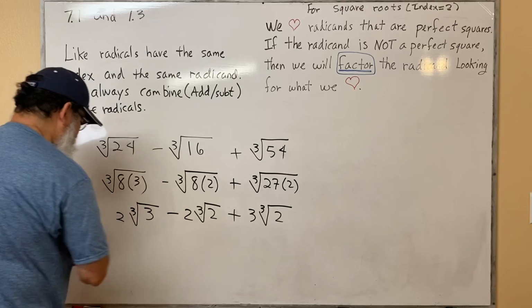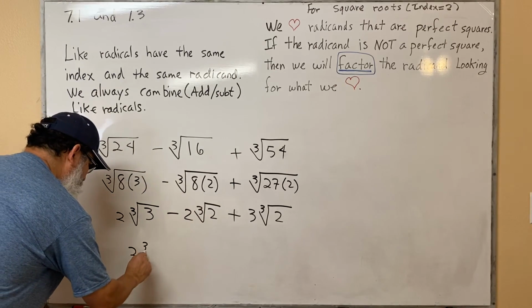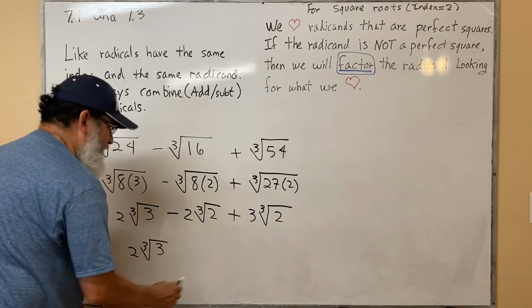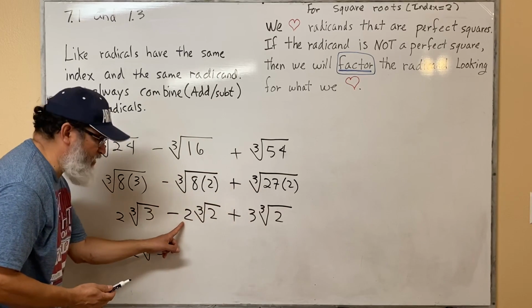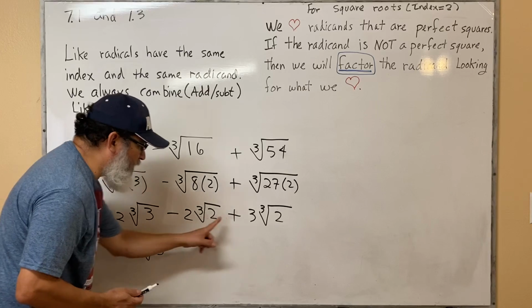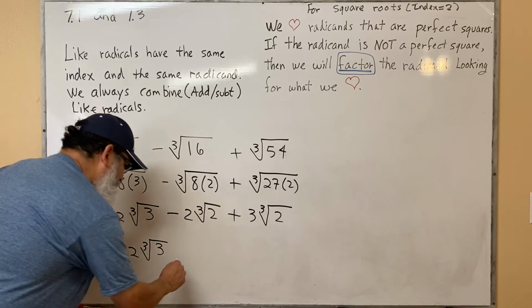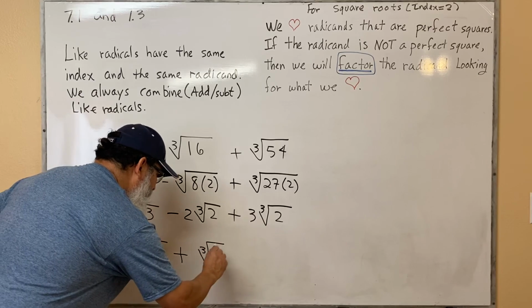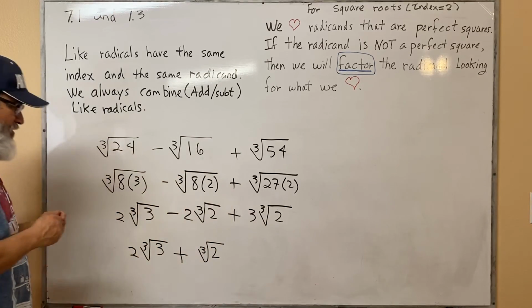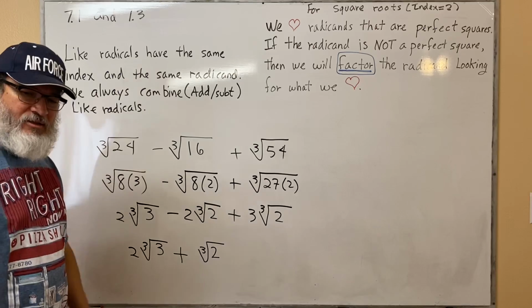So therefore, this is 2, the cube root of 3. Let's combine those two. Just add the coefficients. What's minus 2 plus 3? That's 1. So plus 1, the cube root of 2. There we go. Okay, good guys.